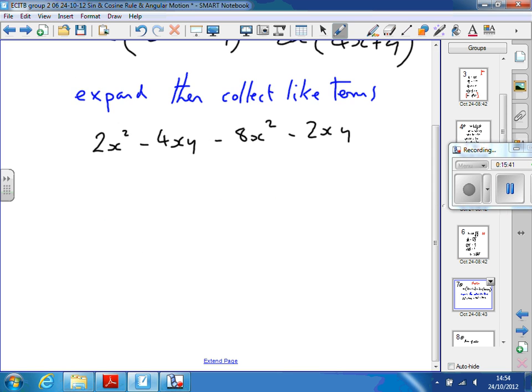Now, if you look at this, I've got two terms that are the same. I've got two lots of x squared. So 2x squared minus 8x squared is minus 6x squared. And I've got two terms involving xy. Minus 4xy minus 2xy is minus 6xy. And that's simplified.